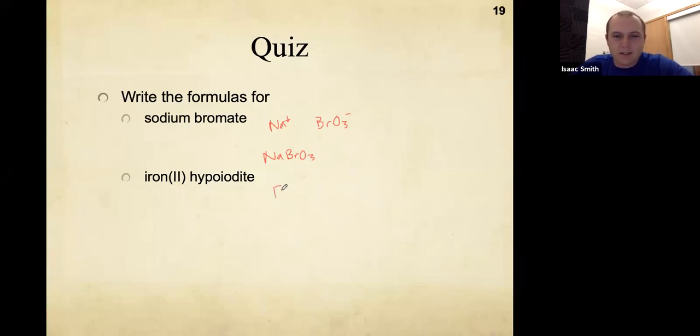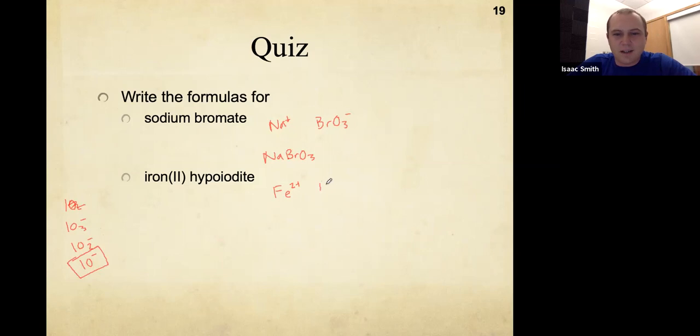All right, and then iron 2 hypoiodite. Okay, so iron has a 2+ charge. We know that because it tells us right here. And then the hypoiodite, right? So I always have to go through this in my head because I just memorized the iodate. Okay, so iodate is IO3 with a -1 charge. And then if I went down 1 oxygen, that would be the iodite. If I went down another oxygen, that would be the hypoiodite. Okay, so this is my hypoiodite.